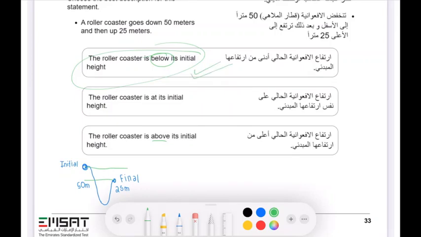It's not at its initial height. If it was at its initial height, it would go up till 50. But no, it just stopped at 25 meters. So it's below its initial height.